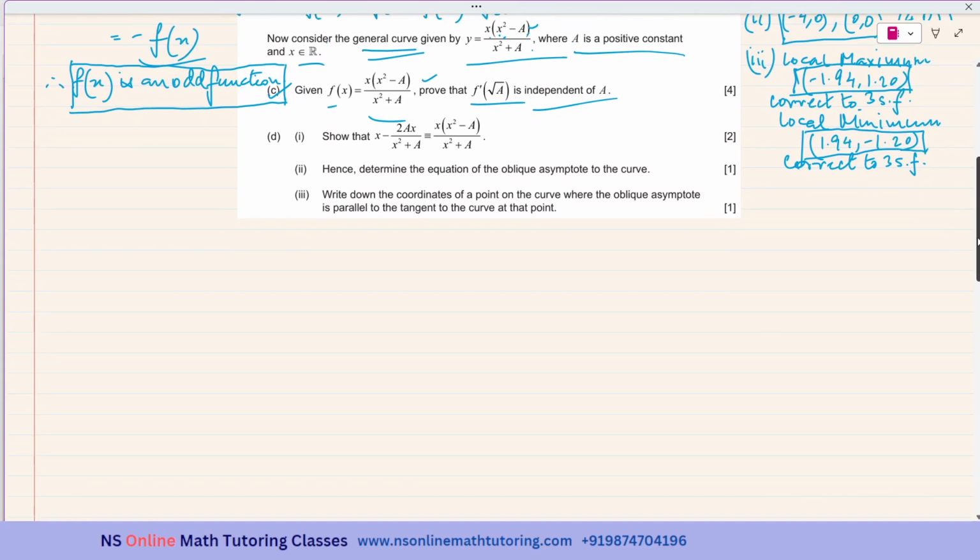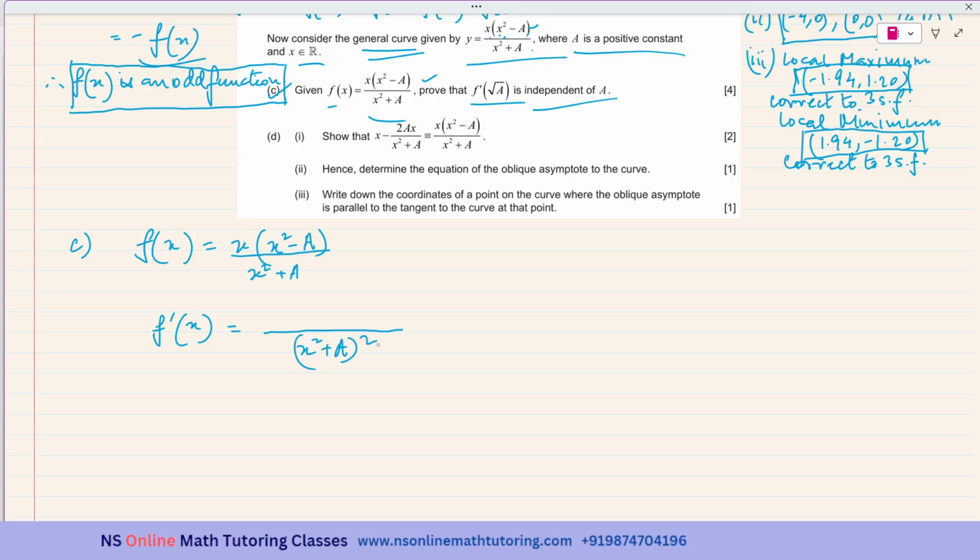That means, first of all, we have to get the expression of the first derivative. So f of x equal to x times (x square minus a) over (x square plus a). Okay. So f prime of x, we will be using the quotient rule. So the denominator is (x square plus a) whole square. That is the easiest part.